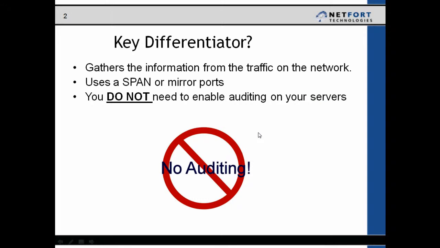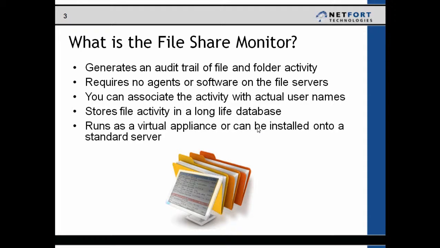So the key differentiator of our File Share Monitor is that it gathers the information from the traffic on the network. It uses a span or mirror port, and you do not need to enable auditing on your servers. So it's really quick and easy to get up and running. It generates an audit trail of file and folder activity and requires no agents or software on the file servers.